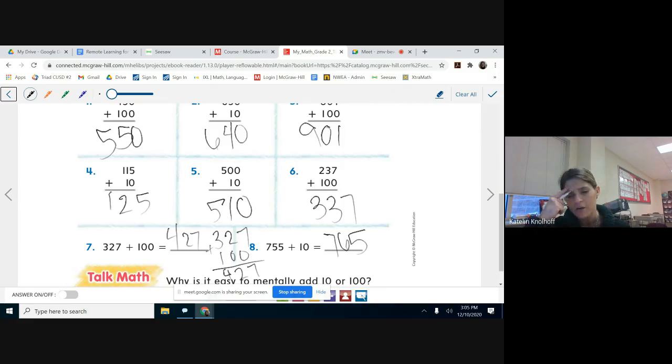Or if you can't handle that yet and you want to write it down and take it ones, tens, and hundreds, you can do that too.